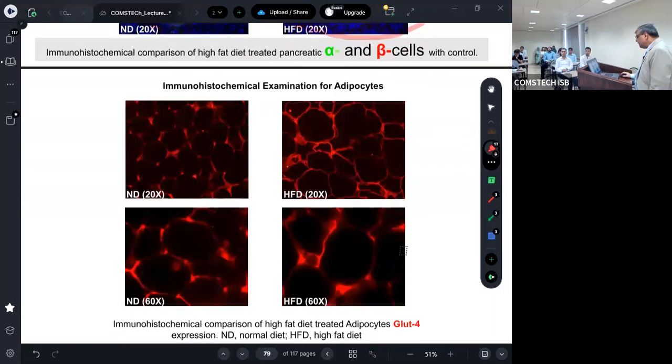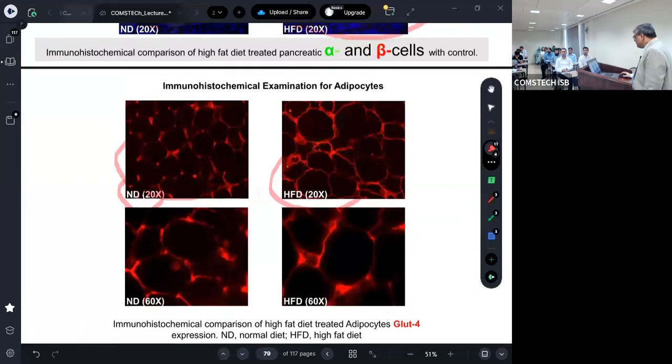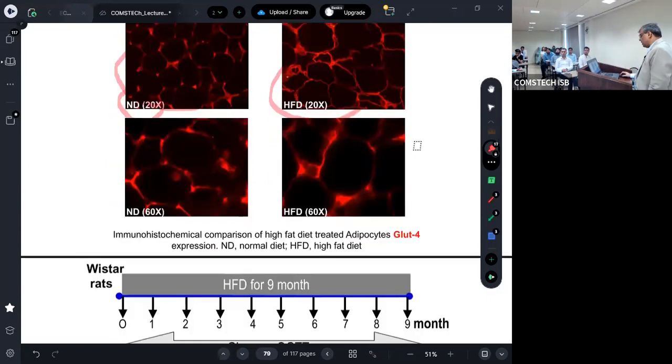Here, an adipocyte, this is the size of adipocytes. Here, left side, it is normal diet, and right side is the high fat diet. Here we also find it is hypertrophy. Beta cell, this adipocyte cell size is increasing. So all these characteristics very much resemble the human. What happens in human, same thing happens in our model.